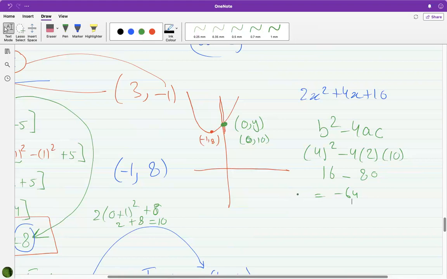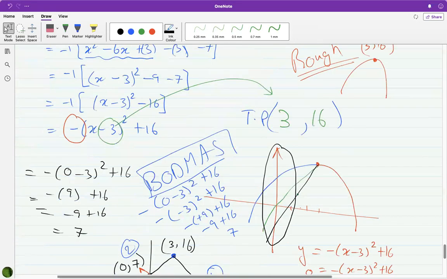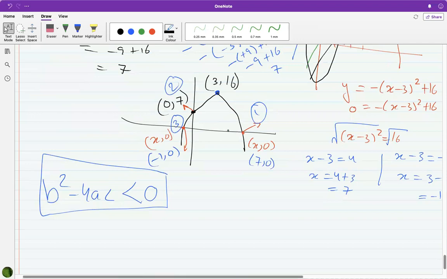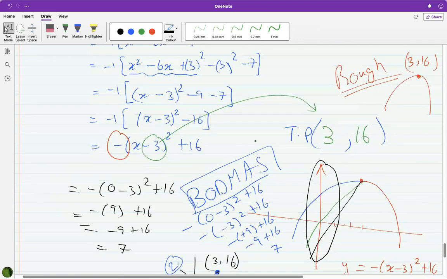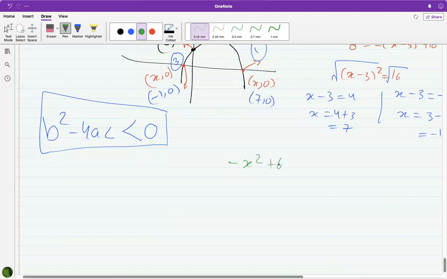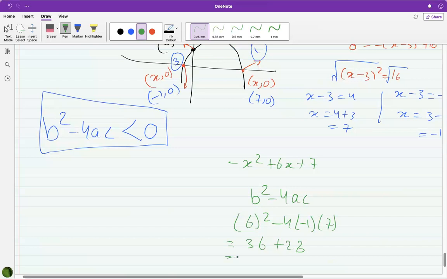So when the question says that the line and the graph are not touching each other, we will use b squared minus 4ac less than 0. When the question says it intersects at two different points, let's use this equation, negative x squared plus 6x plus 7. Let's see what b squared minus 4ac has to say. b is 6, a is minus 1, c is 7. 6 squared is 36. Minus 4 into minus 1 is plus 4, times 7 is 28. And 36 plus 28 is a positive number, which is 64.